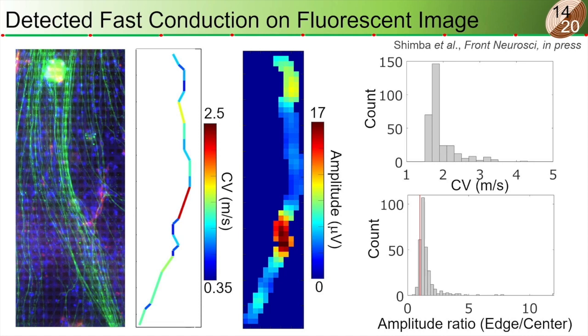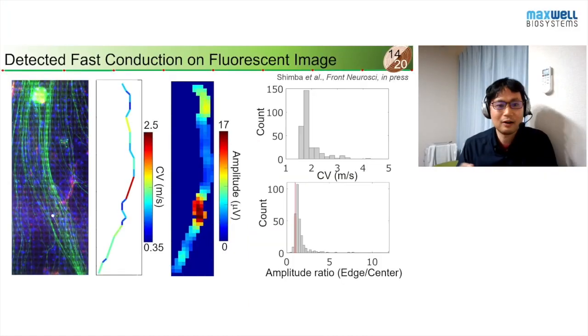And the amplitude ratio of the edge to the center of the high-speed segment was calculated to be greater than 1 in more than 19% of the segments. So this is consistent with the characteristics of myelinated axons. So overall, these results suggest that the HD-MEAs can measure the saltatory conduction of myelinated axons.